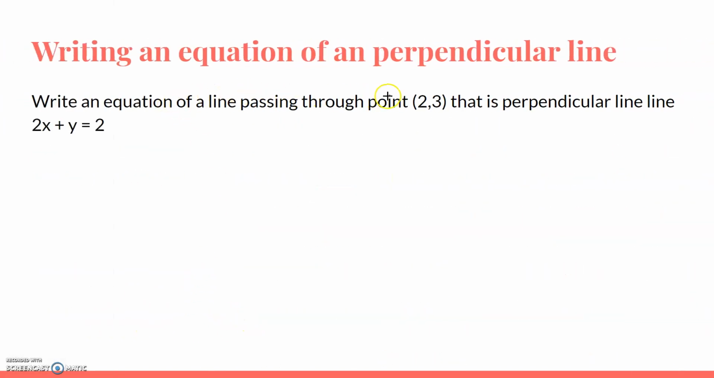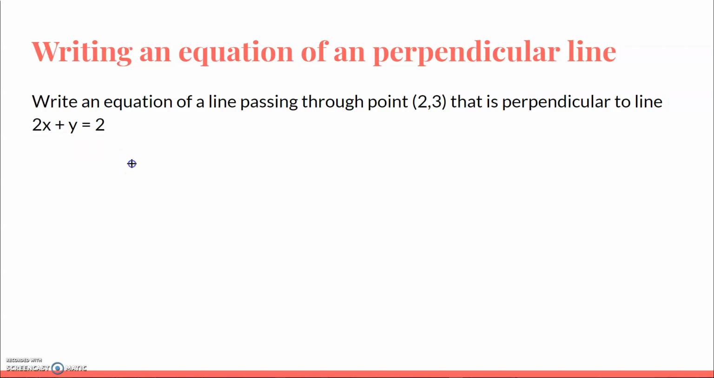Alright, writing an equation of a perpendicular line. Write an equation of a line passing through point (2, 3) that is perpendicular to the line 2x plus y equals 2. Pause the video, give it a shot, and come back for the right answer.